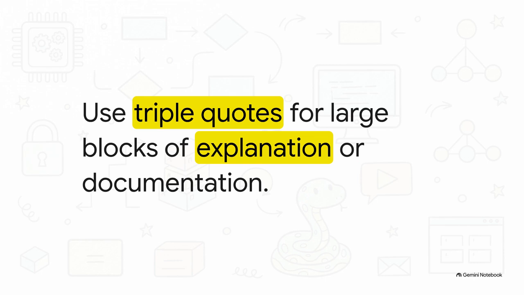But what if you have a whole lot to say and need more space? Instead of putting a hashtag on every single line, Python actually lets you use triple quotes. This creates a multi-line comment. You can write entire paragraphs of explanation between these quotes, making it absolutely ideal for detailed documentation or explaining a really large block of code without cluttering things up.